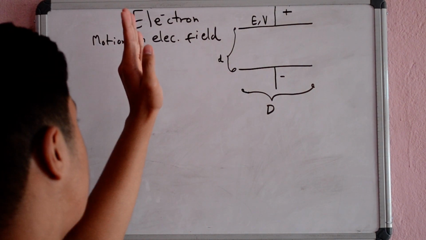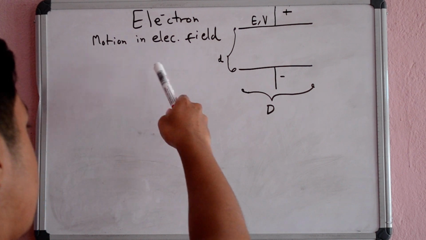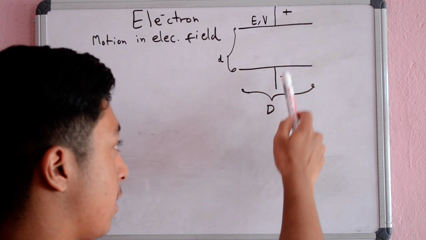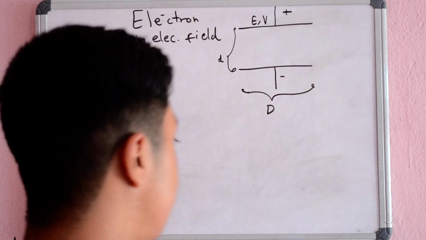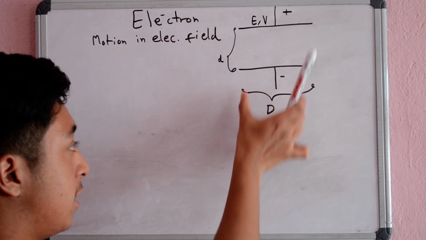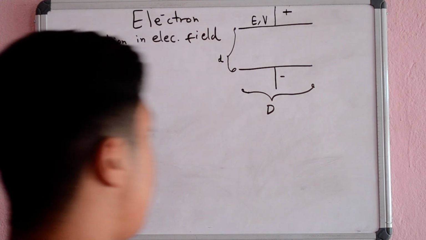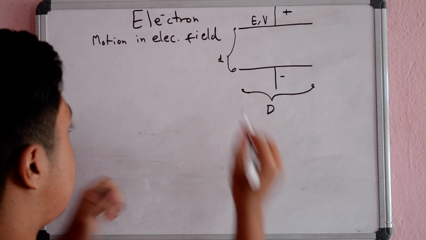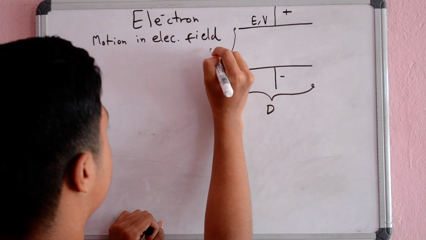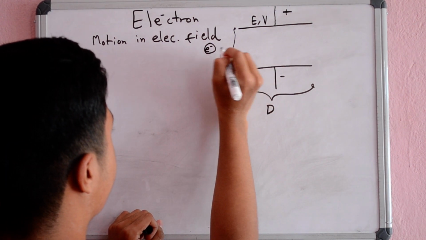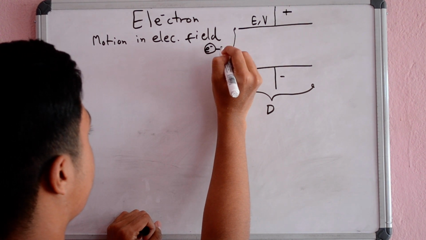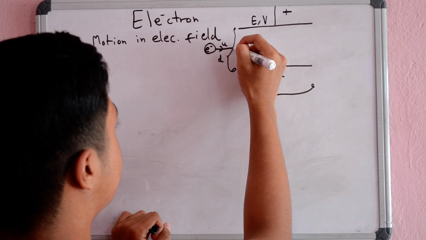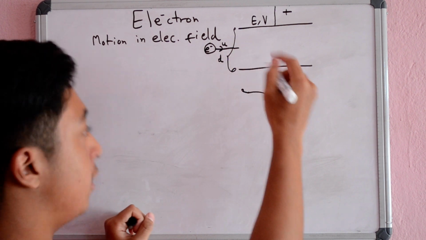I'll be starting electron and motion of electron in electric field. So let's say we have two plates like this, positive and negative in upper and lower places respectively, and the distance of one plate is a big D and the distance between the plates is small d. Now, let's say an electron starts in the middle point, let's say right here, and it has an initial velocity of u, and then it enters into the electric field.